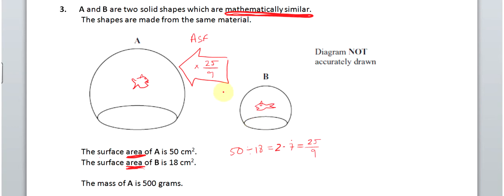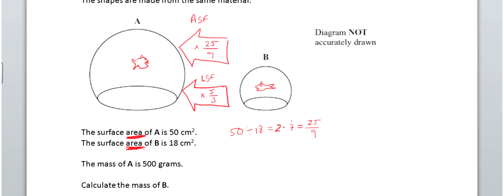Now, if I know the area scale factor, I can square root it to get the length scale factor, or the linear scale factor, depending on which textbook you read. So, notice 25 and 9 are both square numbers. Square root of 25 is 5, square root of 9 is 3. So that's the length scale factor. However, the question is all about mass. And mass is related to volume, which means I need the volume scale factor.